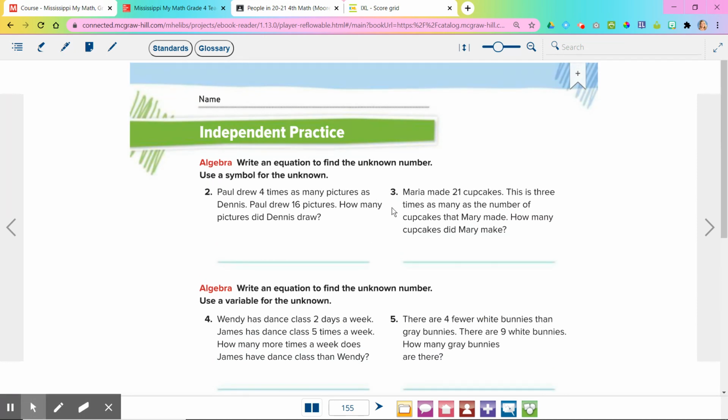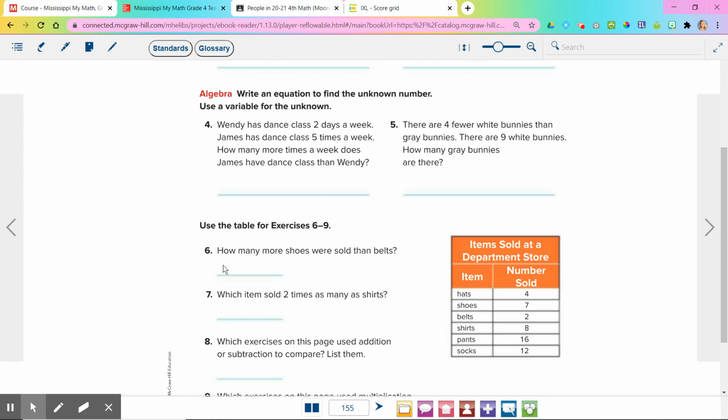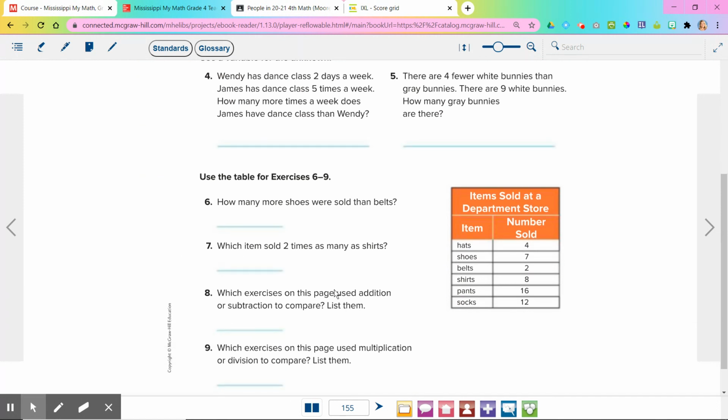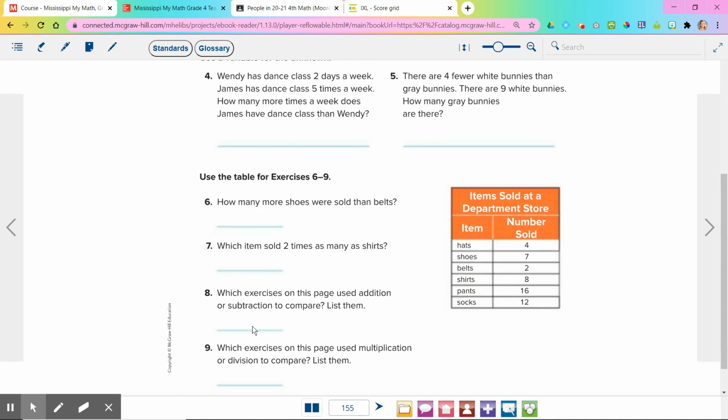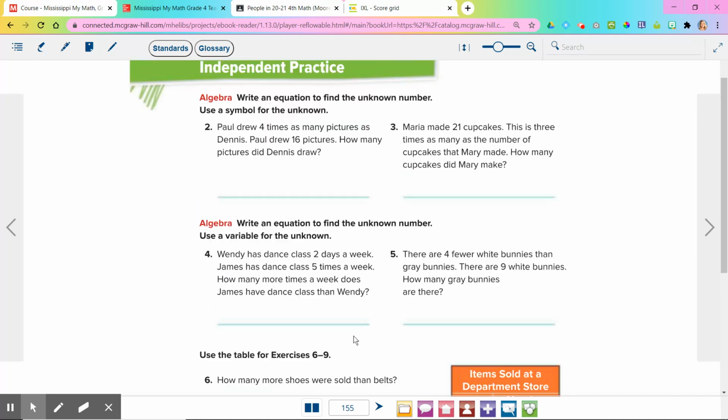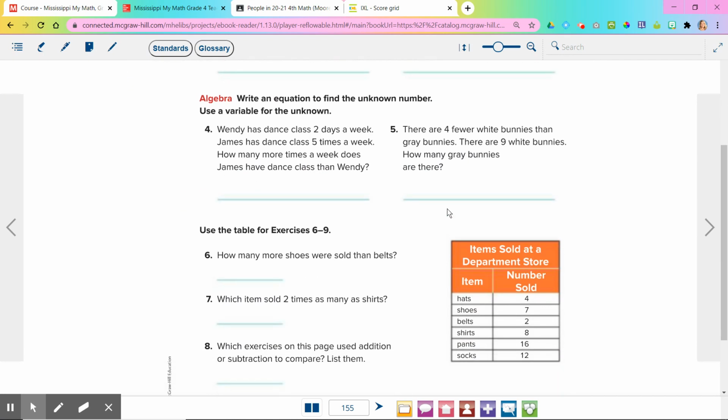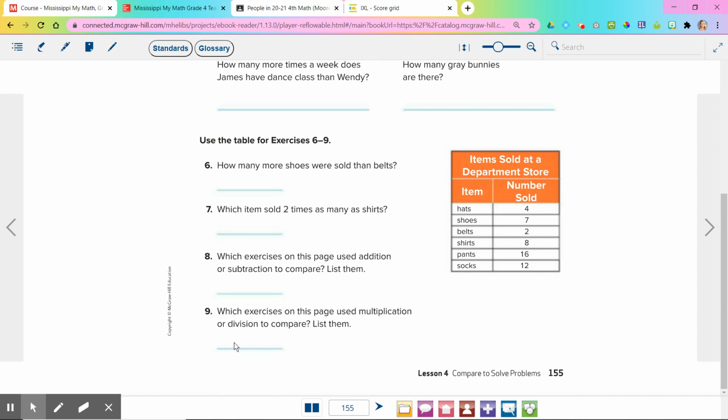Exercises would be number 2, number 3, number 4, number 5, number 6, and number 7. Which one of these used addition or subtraction to compare? And so you're going to write out just the numbers. Like we used addition and subtraction on number 5, so number 5 would go here. Which exercises on this page use multiplication or division? So I use multiplication or division on number 3, so I would just put the number 3 right here.